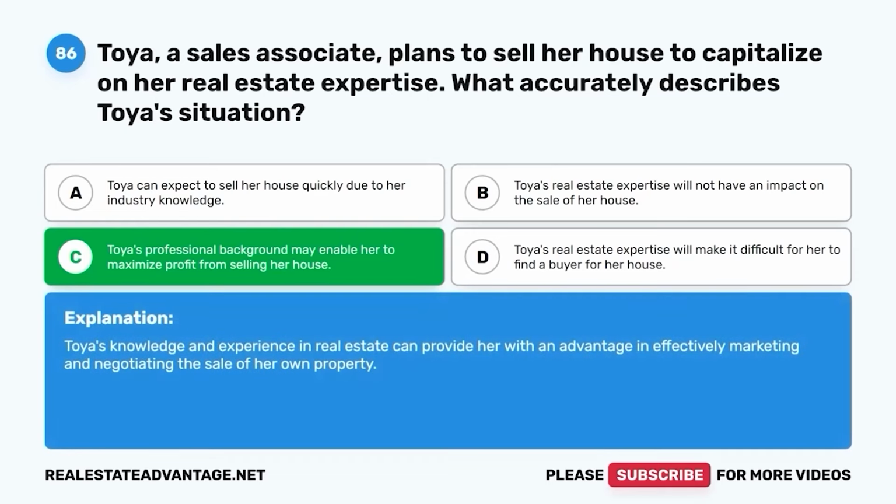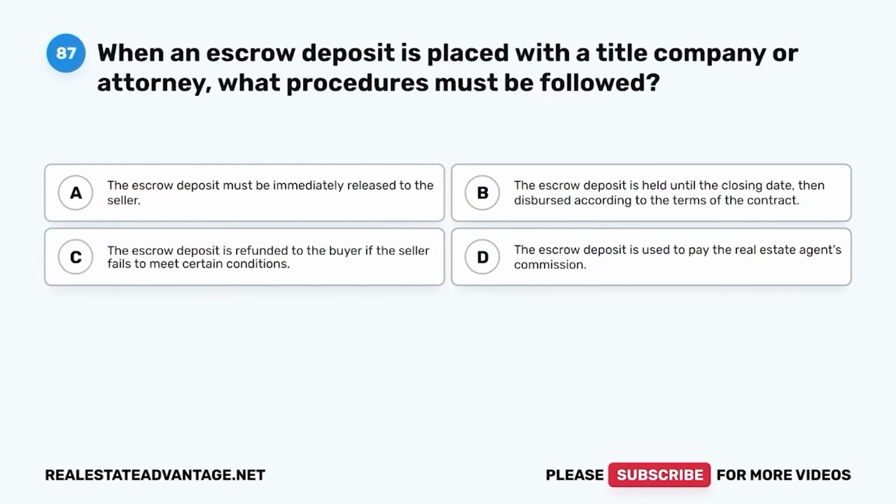Toya's knowledge and experience in real estate can provide her with an advantage in effectively marketing and negotiating the sale of her own property. Question 87. When an escrow deposit is placed with a title company or attorney, what procedures must be followed? A. The escrow deposit must be immediately released to the seller.